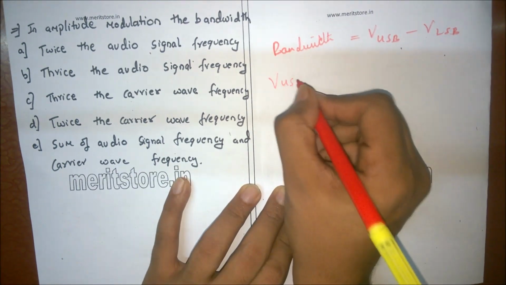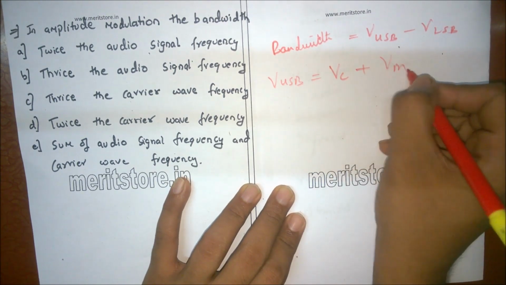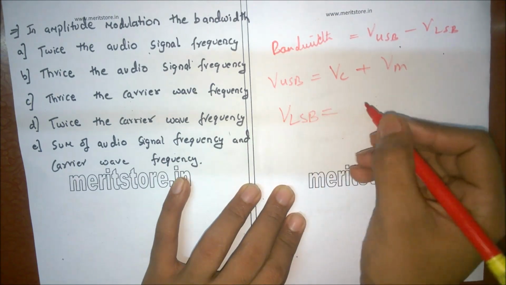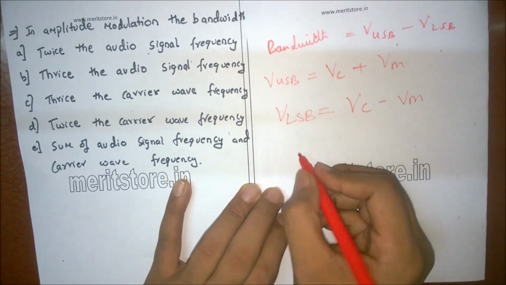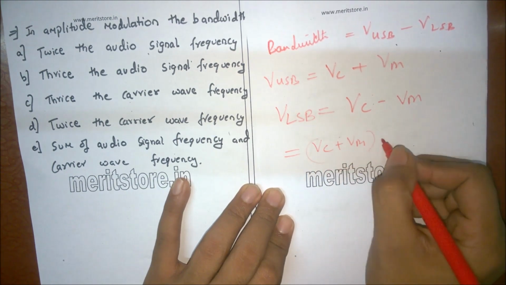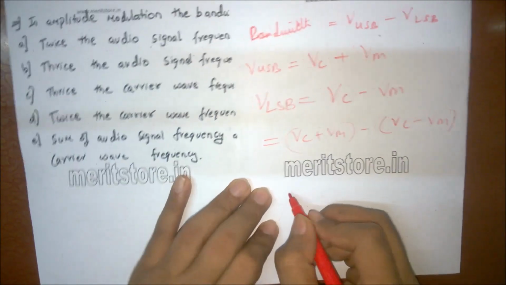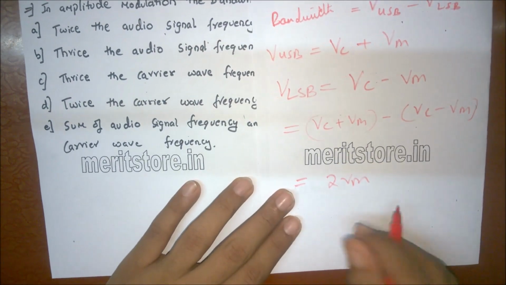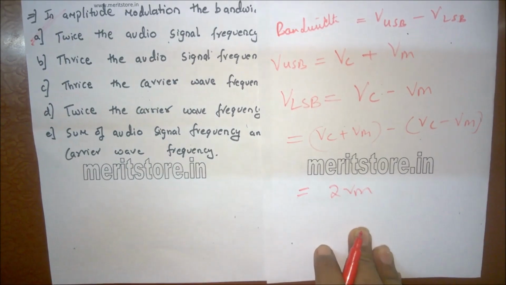Now, V upper side band USB is equal to frequency of the carrier wave plus frequency of the modulating wave, and V LSB is equal to frequency of the carrier wave minus frequency of the modulating wave. Therefore, bandwidth will be equal to Vc plus Vm minus Vc minus Vm, which is equal to 2 into Vm, which is the audio signal frequency. Therefore, the correct answer is option A.